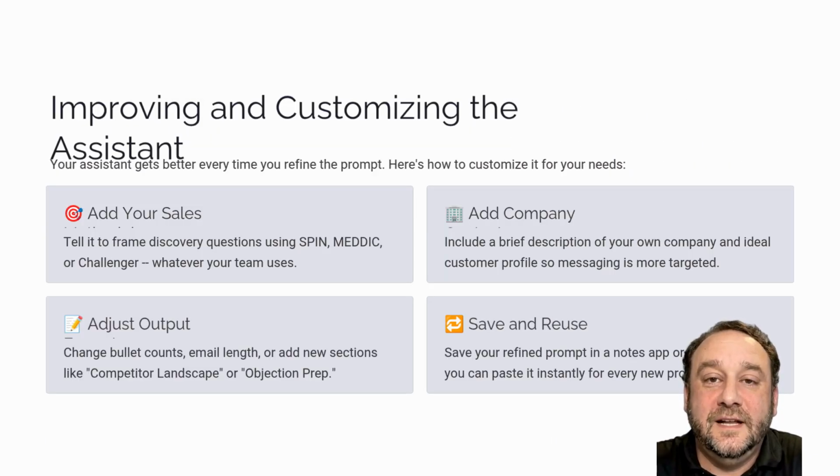One of the biggest advantages of building an AI assistant is that you can improve it over time. Your first version does not need to be perfect. It just needs to work. Once you test it with real prospects, you'll quickly see where it can be stronger. For example, you may want better discovery questions, a shorter outreach email, or more specific buyer pain points. You might decide to add sections like objection handling, competitor context, or CRM ready notes. You can also customize the assistant to reflect your own company, product, or sales process so the outputs feel more relevant.